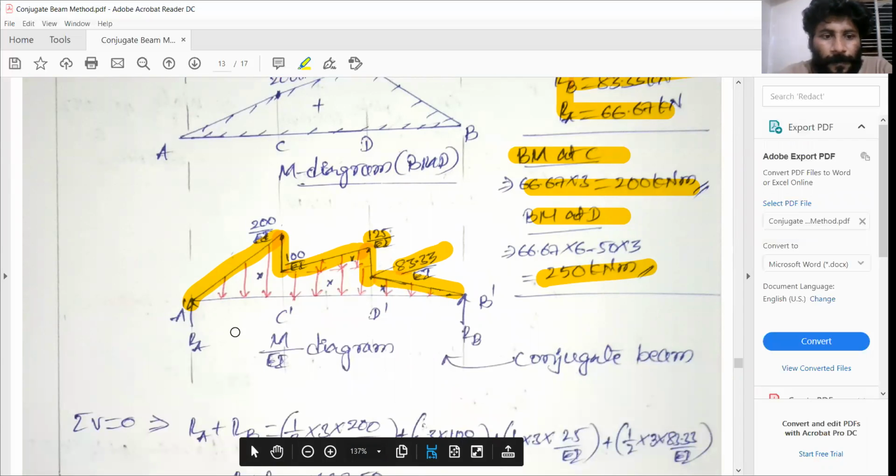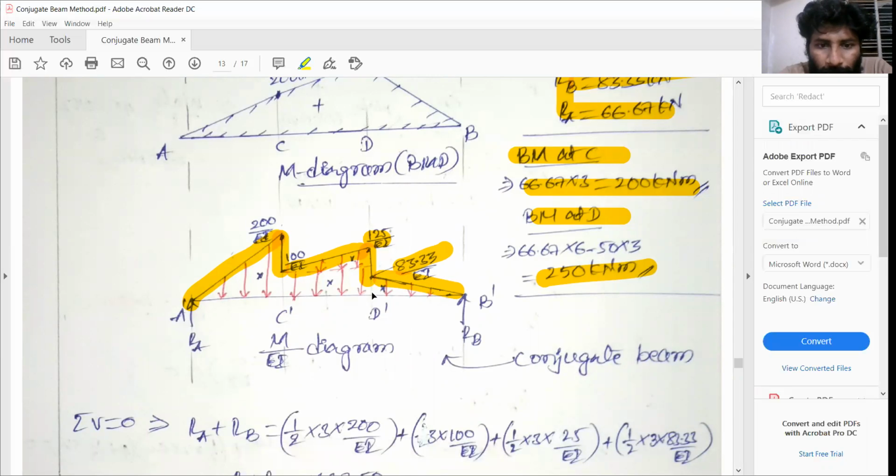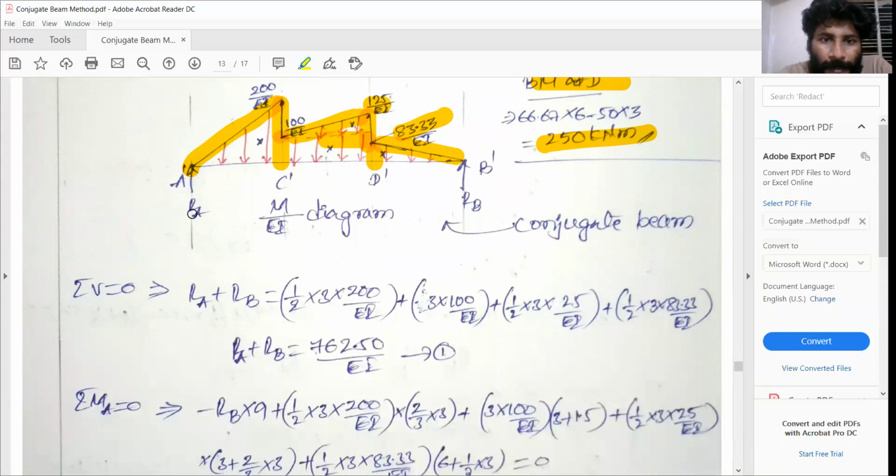Supports and loading on the conjugate beam. Again, the whole loading is divided into simple different parts. We know that this is a triangular, and this is a trapezoidal, but that can be converted into a triangular and a rectangular, and again this is one more triangular. Now we want to find the reactions in the conjugate beam also. This is a conjugate beam, an imaginary beam.